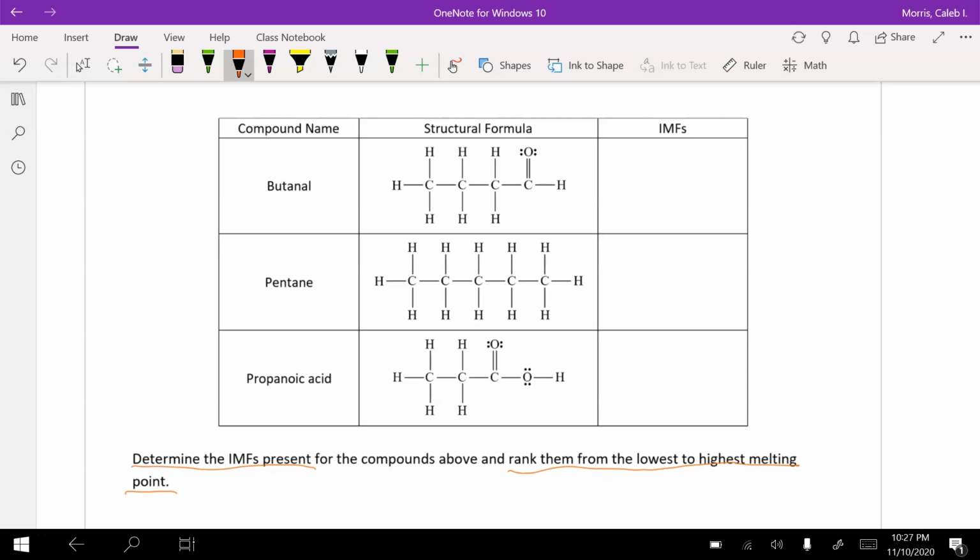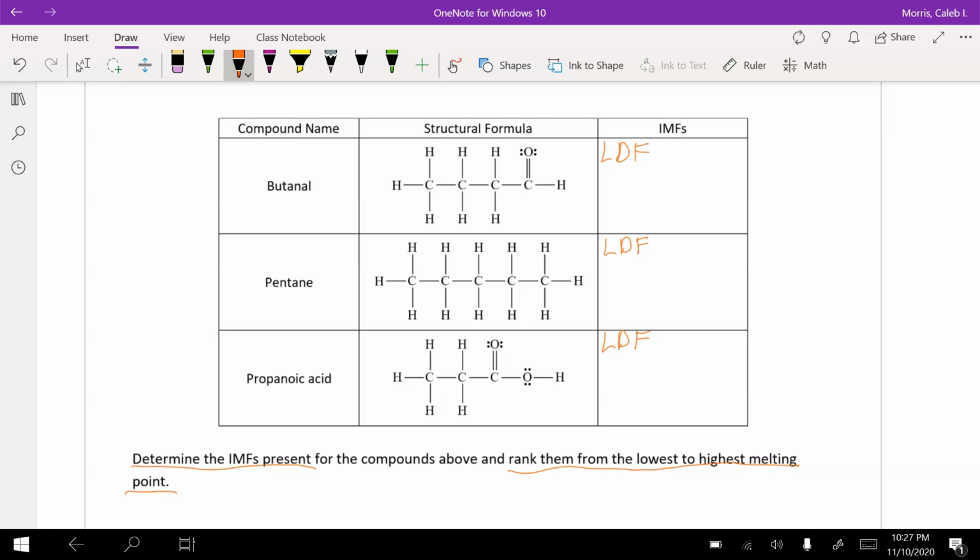Well, I see that every single one of these has bonds in it, which tells us that we obviously have electrons. So there's one type of force that exists in everything that has electrons, and that is London dispersion forces, LDF. So I can go ahead and write LDF for all three of these.